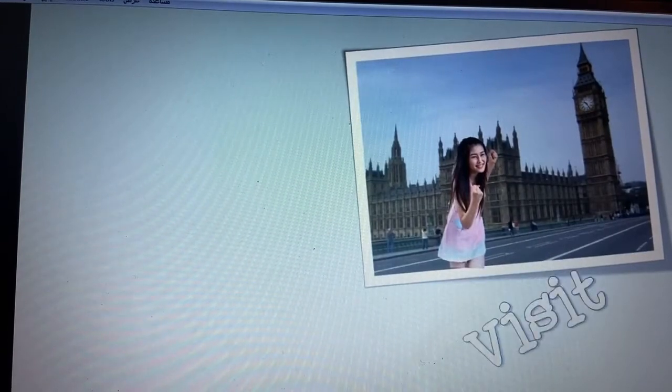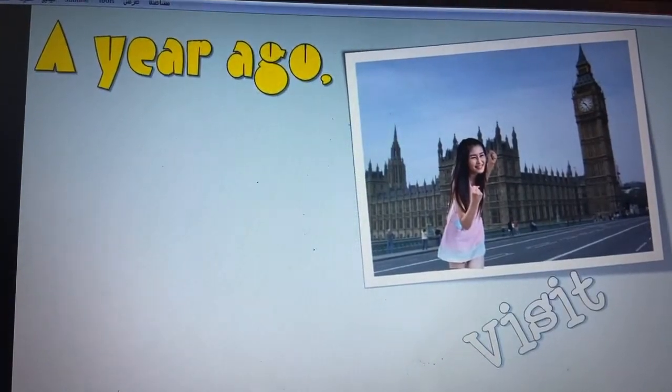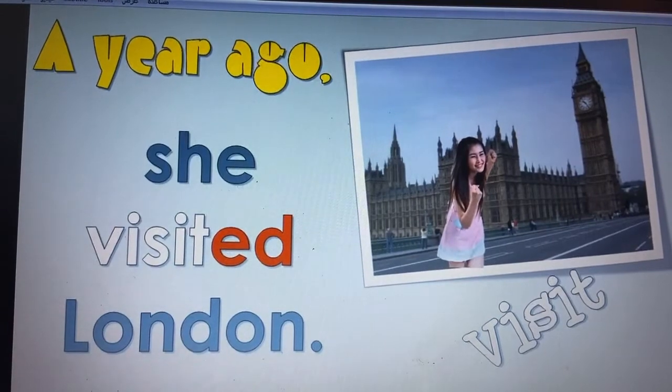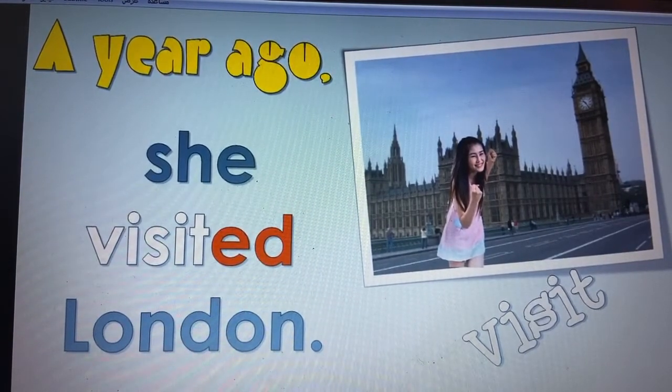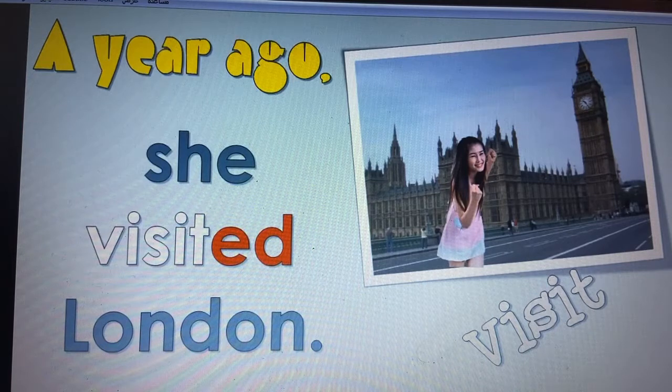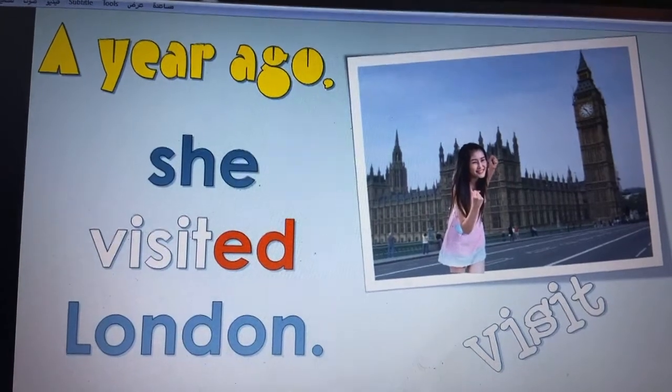So another example, the main verb visit. A year ago, she visited London. This is the main verb visit becomes visited. We added ed because we have the time expression a year ago, which is a keyword. It shows me that the action happened in the past. A year ago, she visited London.